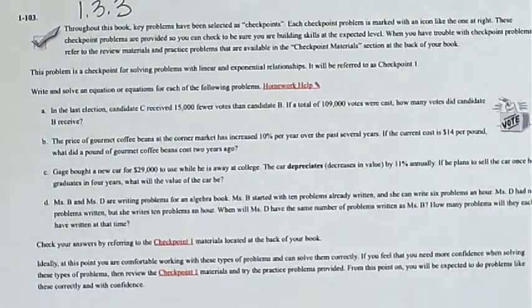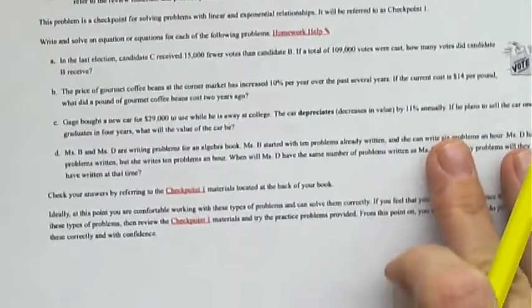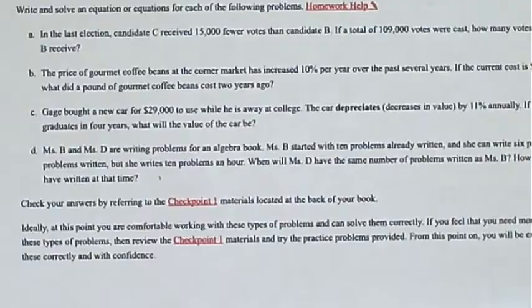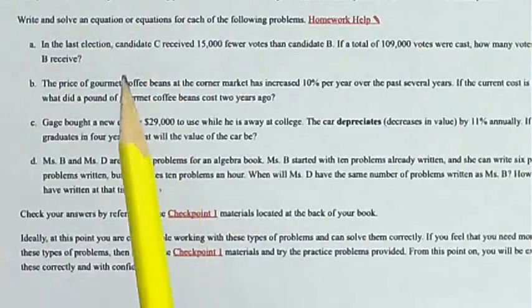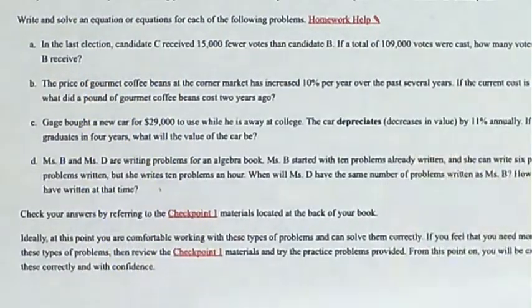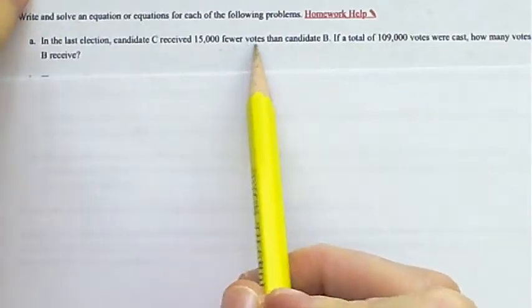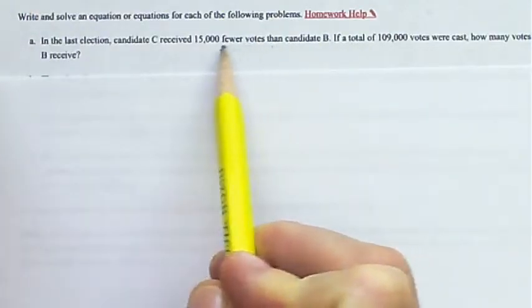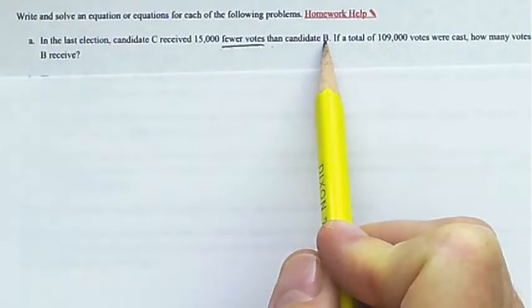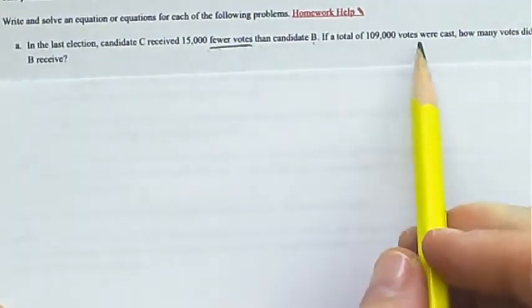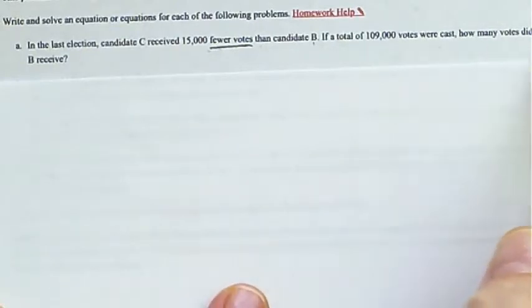Okay, so each of these problems are separate. It says to write and solve an equation for each of the following problems. In the last election, candidate C received 15,000 fewer votes than candidate B. If a total of 109,000 votes were cast, how many votes did candidate B receive?